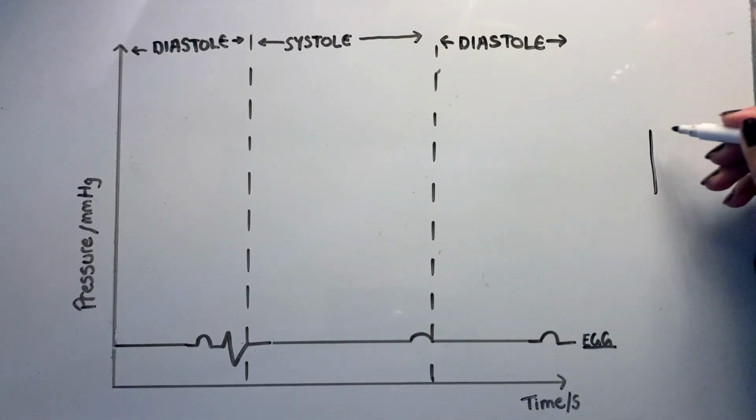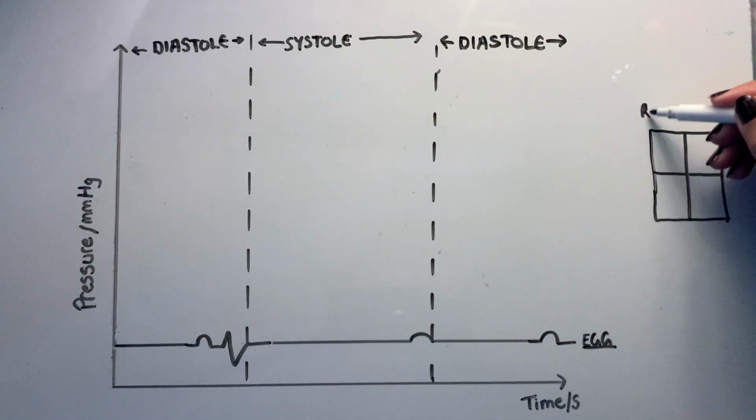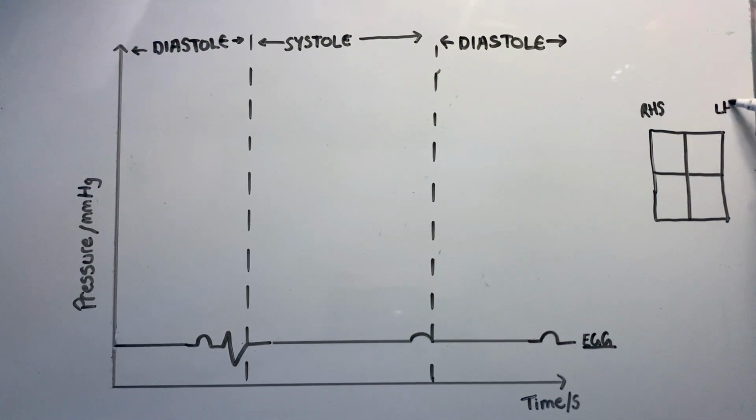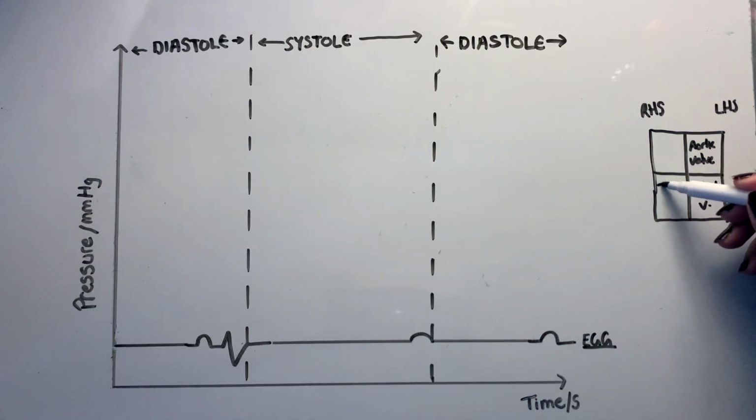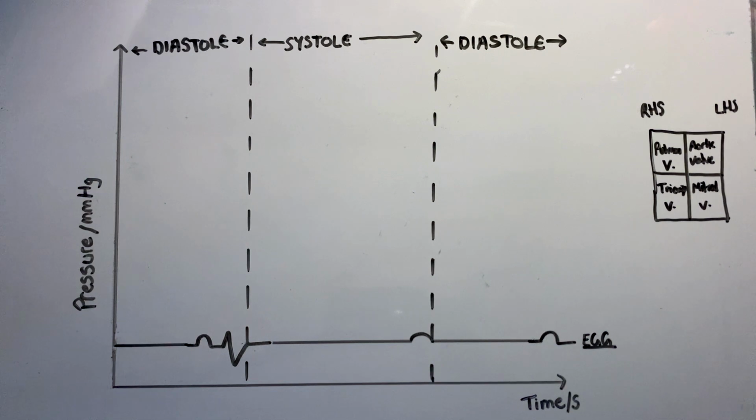Hi guys, so today we'll be talking about the Wiggers diagram. In order to understand this, let's look at the box again, which I did in a previous video. We have the left hand side of the heart and the right hand side of the heart, but in order to look at this diagram, we will be focusing on the left hand side. So we're going to be considering the aortic valve and the mitral valve.